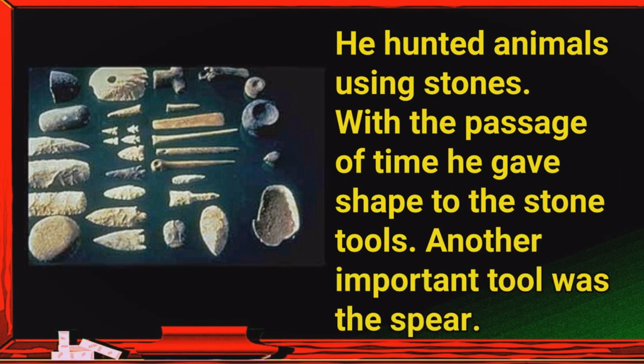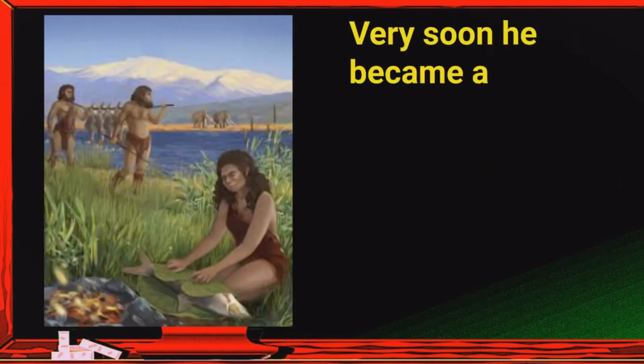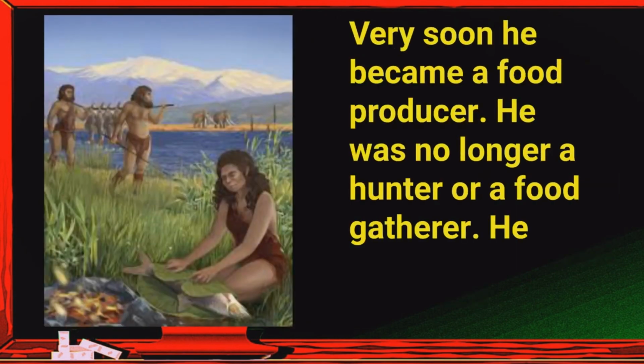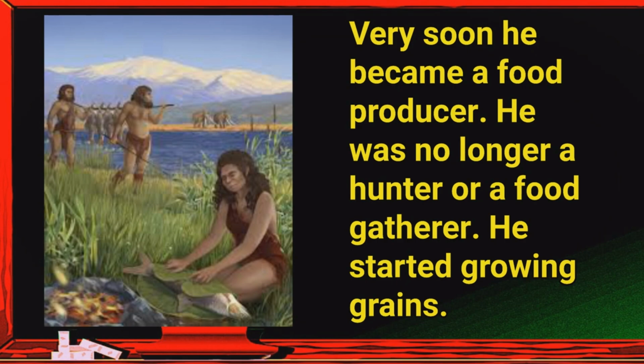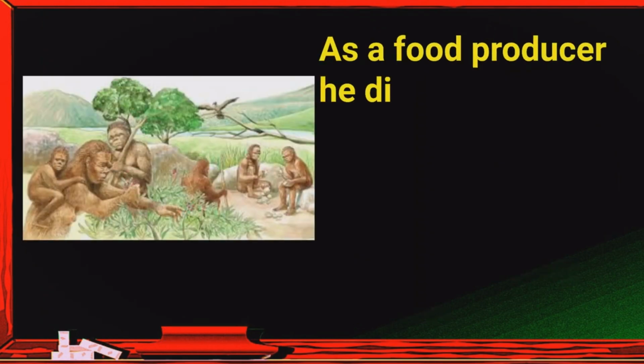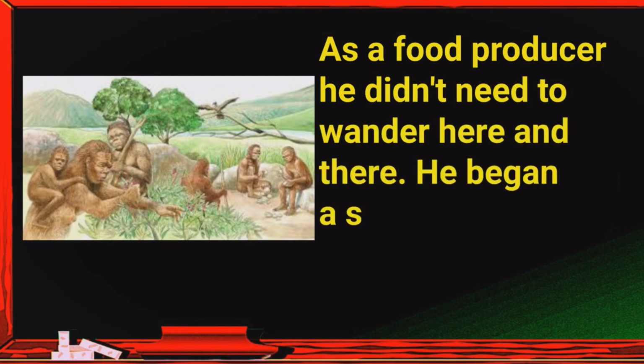Another important tool was the spear. By and by, early man discovered fire. He came to know the various uses of fire. Now he began to cook raw meat. Very soon he became a food producer. He was no longer a hunter or a food gatherer. He started growing grains.